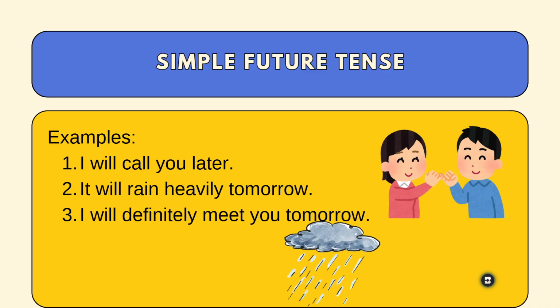It will rain heavily tomorrow. It is the subject here. Rain is the verb, and you are adding will along with it to make it into its future tense, and this is a prediction. I will definitely meet you tomorrow, which is a promise. I is the subject. You add will along with the verb, which is meet.